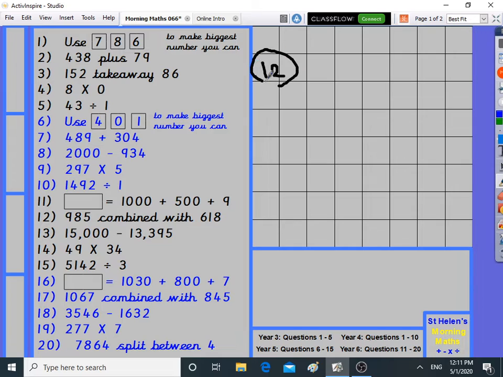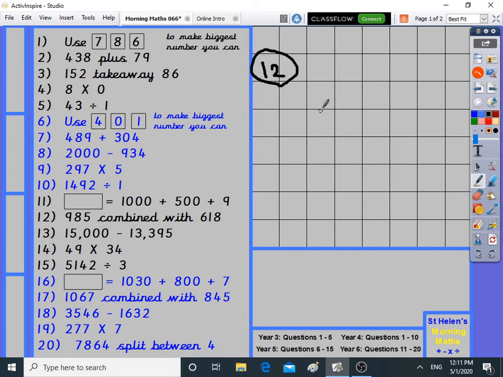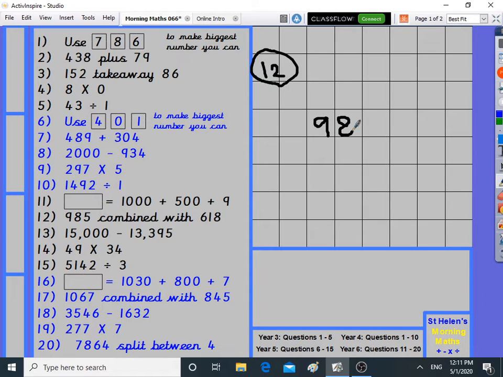Question 12. Combined means add or plus, so 985 combined with 618. Quite an easy plus for Year 5 today, because I had to make the date work. Wonder what date this is going to be.